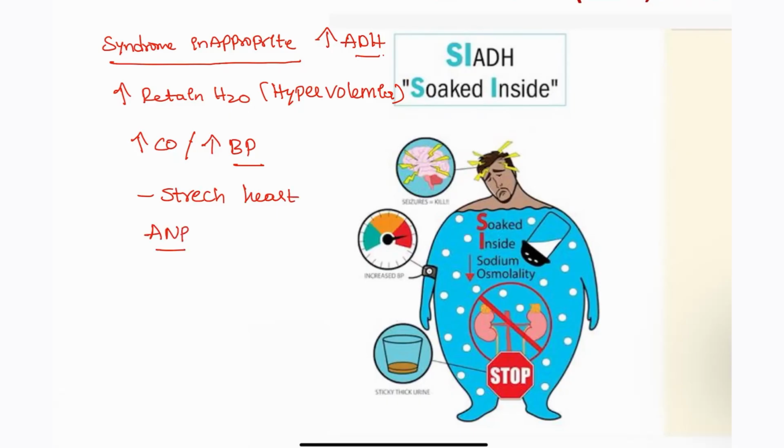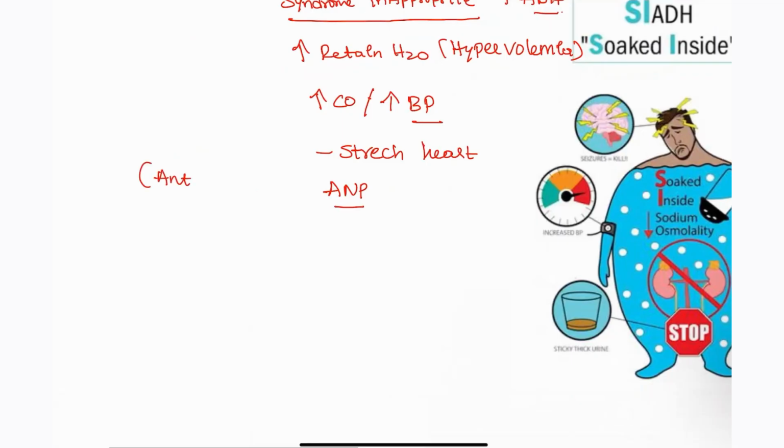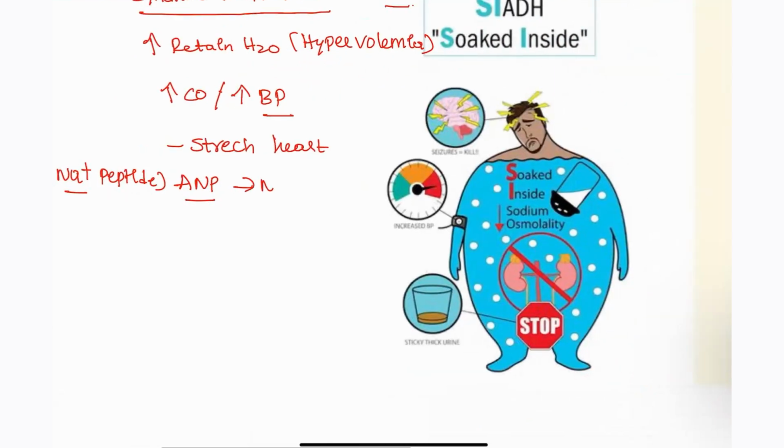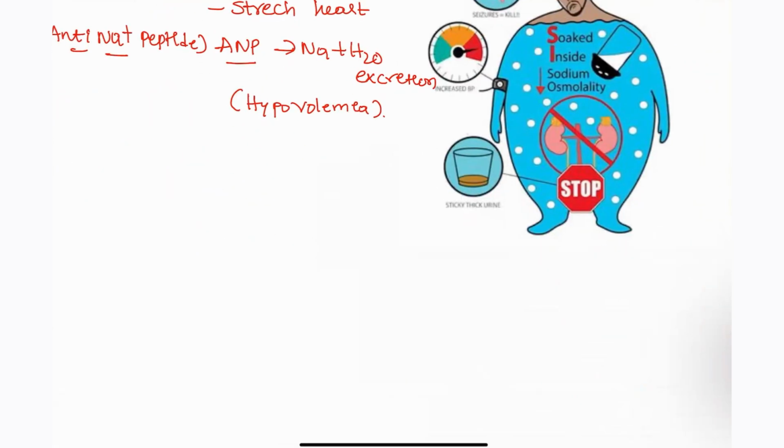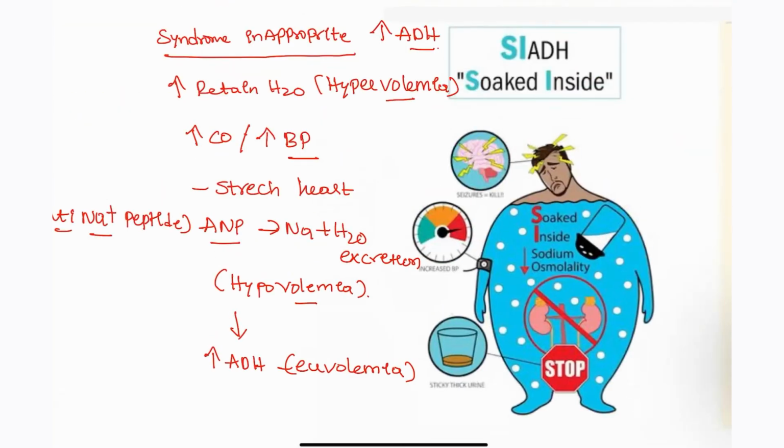What is this ANP, guys? Atrial natriuretic peptide. Okay, this atrial natriuretic peptide will cause sodium plus H2O excretion. Okay, from the body it is going to excrete. So at this point we are going to have hypovolemia. Okay, hypovolemia is seen in this patient. And once the volume decreases, it is again going to increase the ADH, which will eventually balance our body to a euvolemic status. So at a time you have seen hypervolemia, hypovolemia and euvolemia due to inappropriate increase of the ADH.